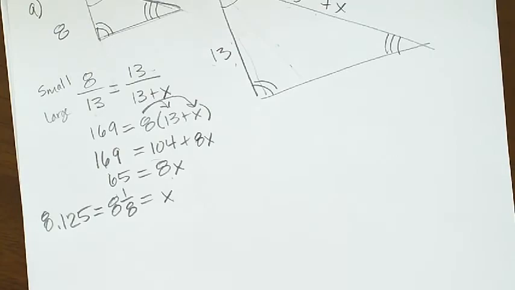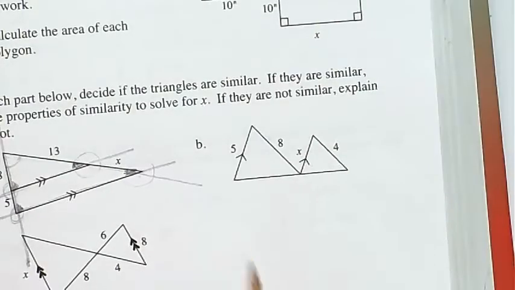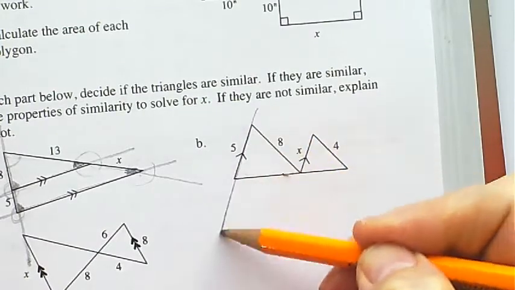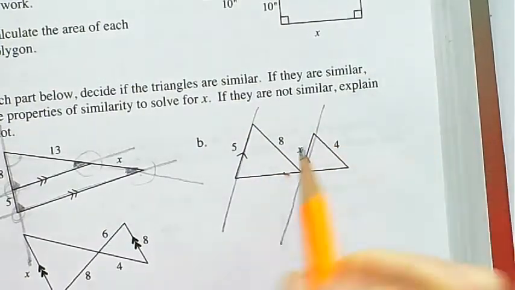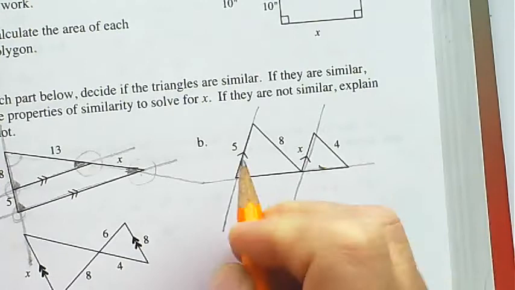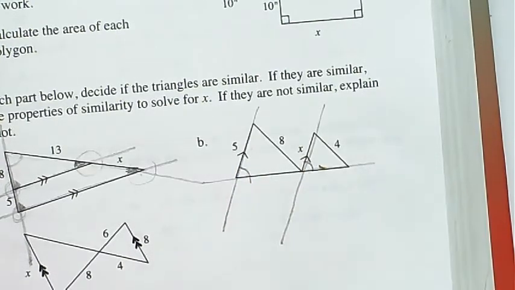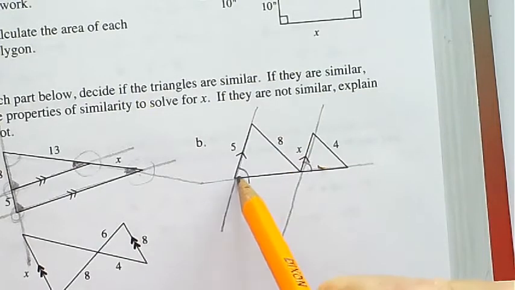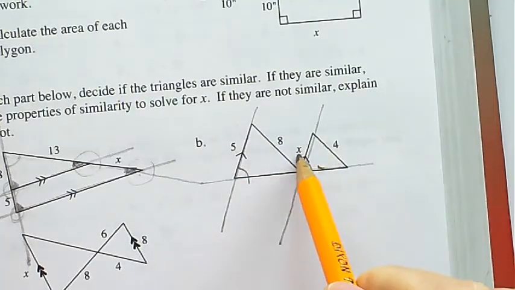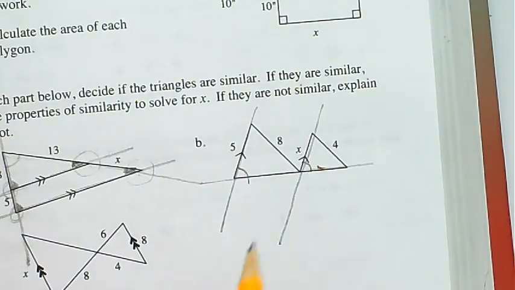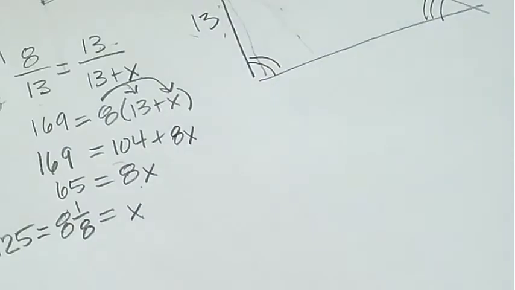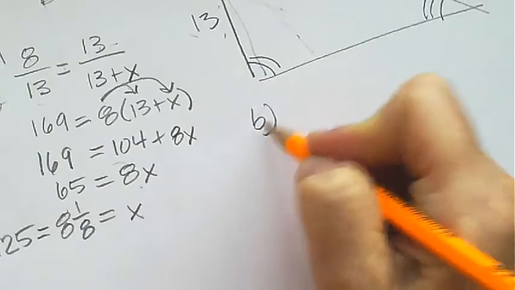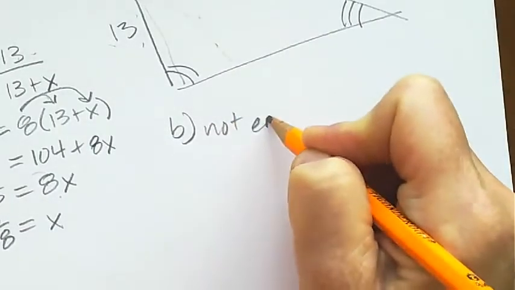Okay, part B, you've got parallel lines in this picture, but you only have them being cut by 1 transversal. So you know that these 2 angles are equal, but you don't know anything else. And we wouldn't even be able to use SAS because we don't know this measure here. So actually for part B, there's not enough info.